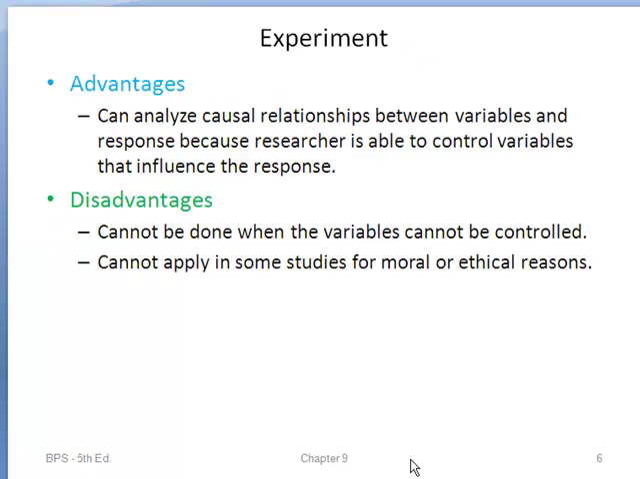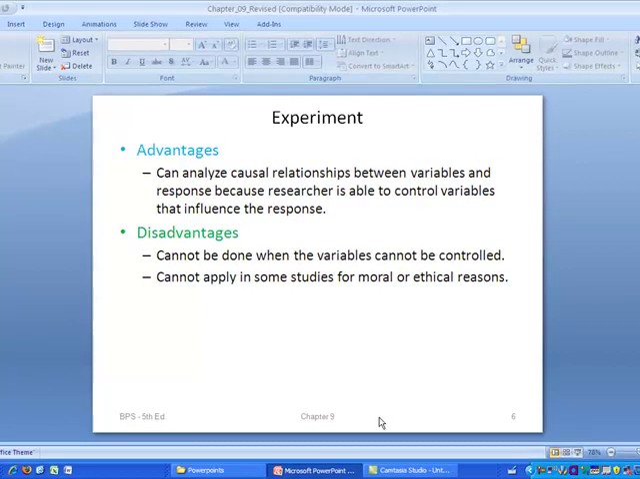An experiment records responses after we influence the values of the variables of interest. So variables have to be controlled, and we actively impose some type of treatment. Now, the advantage is we can really say that there's a cause and effect happening here, so we can have a causal relationship. The disadvantage is it can't be done if we can't control all the variables, and also if there's some moral or ethical reasons why we can't do something to someone or something.